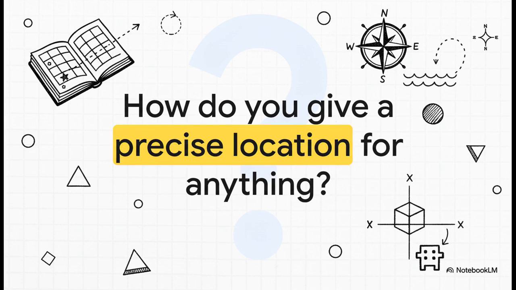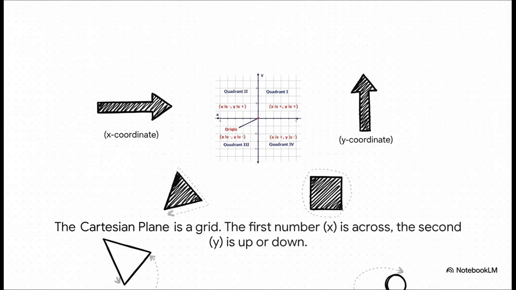I mean, whether it's finding that book, guiding a massive ship through the ocean, or programming the entire world of a video game, you absolutely need a universal map. Well, in the world of math, we have that map. It's called the Cartesian plane. You've probably seen it before. It's our grid for giving everything an exact address.